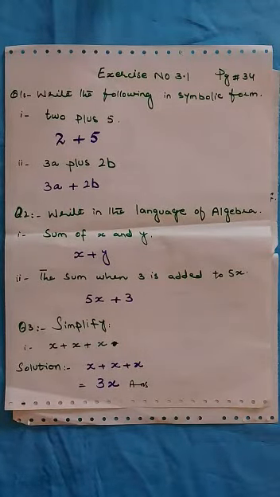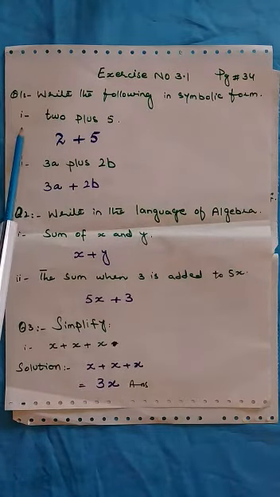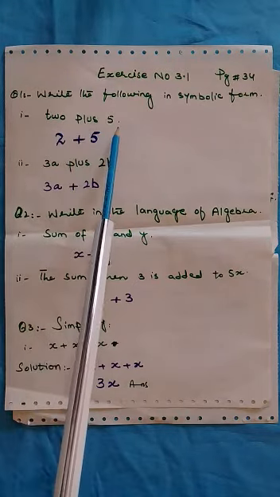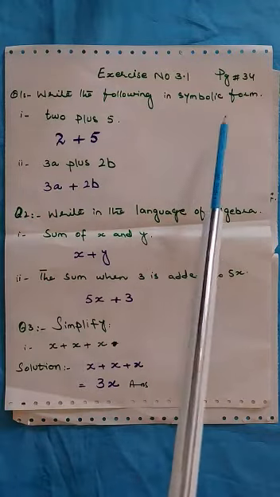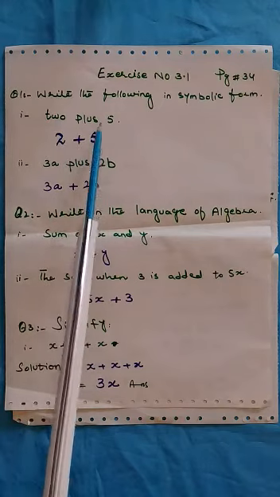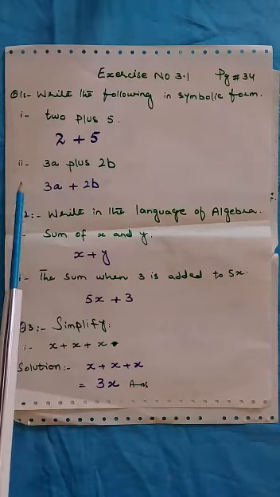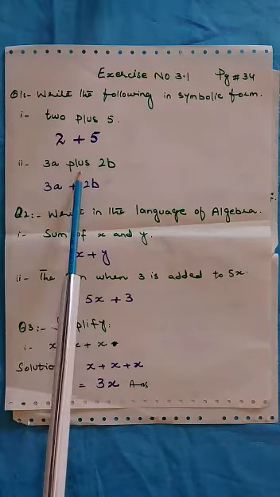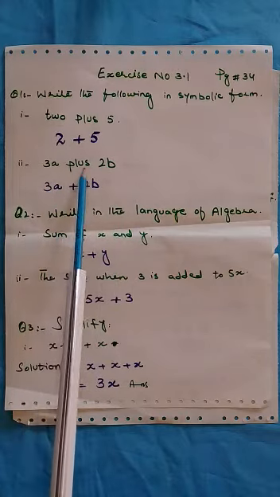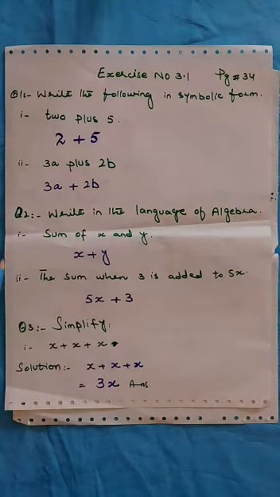Let's move on. Exercise number 3.1, page number 34, and question number 1 is: write the following in symbolic form. The first one is 2 plus 5. So we have to write it in symbolic form: 2, the sign of plus, and 5. Okay, it is in symbolic form. Next, 3a plus 2b: 3a as it is, the sign of plus, and 2b. Okay.